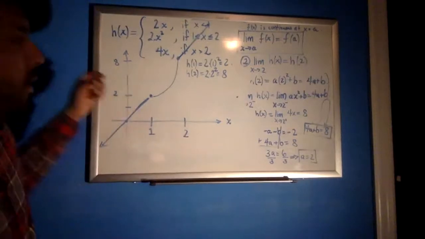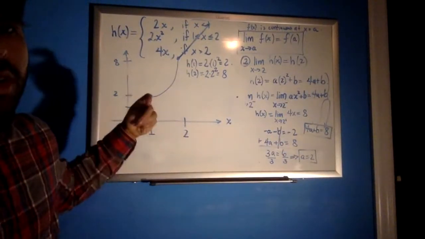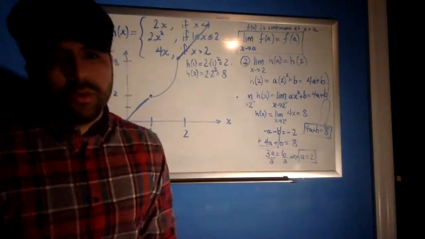Yes. So this means that the function is continuous. This is just to give you a visualization of it, so it's more convincing as to why I got a equals 2 and b equals 0.